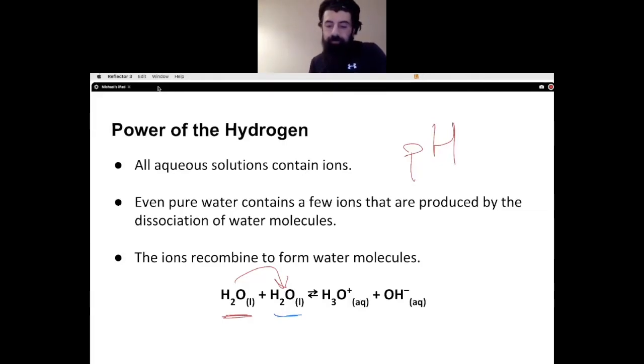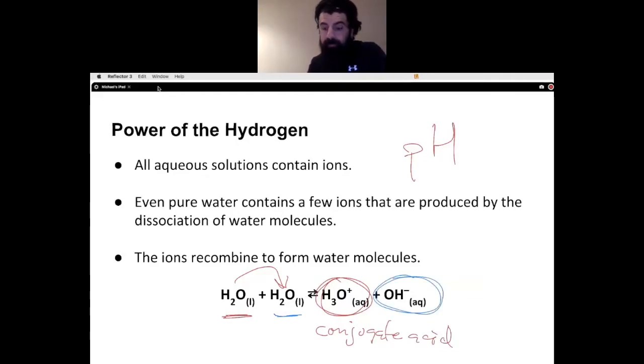And in return, the part that becomes the hydronium ion becomes what is referred to as the conjugate acid, while the one that has lost the proton becomes the conjugate base. So that's just a recap from 11.1. So water can act as an acid or a base.